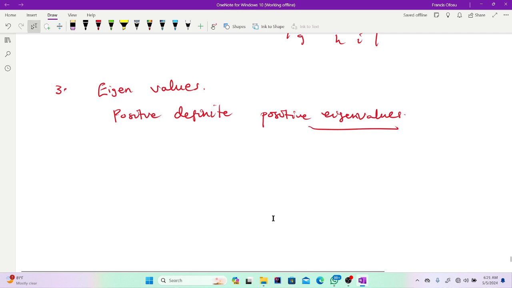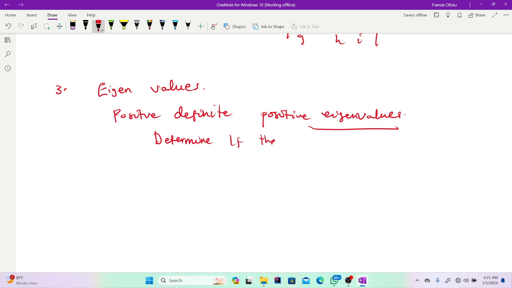So now let's take this particular question here. Determine if the matrix below is a positive definite matrix, right?